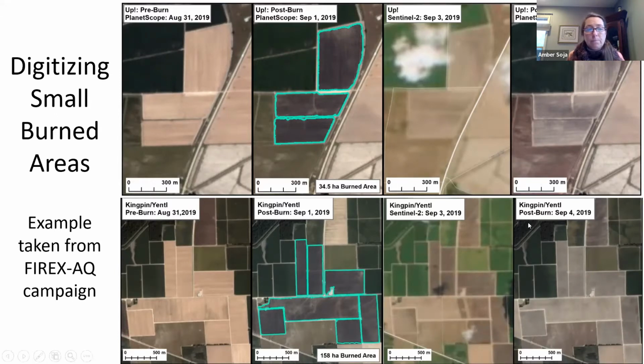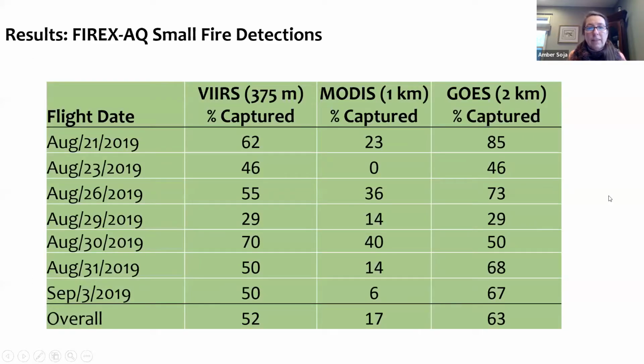Next slide, please. That's why they're so tough, they're challenging. With fire detections, VIIRS was able to capture 52% of the fires we sampled. With MODIS, 17%, and with GOES, the most, that's 63% of the fires that we detected. That's because GOES is overhead all the time, so we can get 5-minute data from GOES, but the resolution is 2 kilometers, so it's not as geographically accurate. Next slide, please.